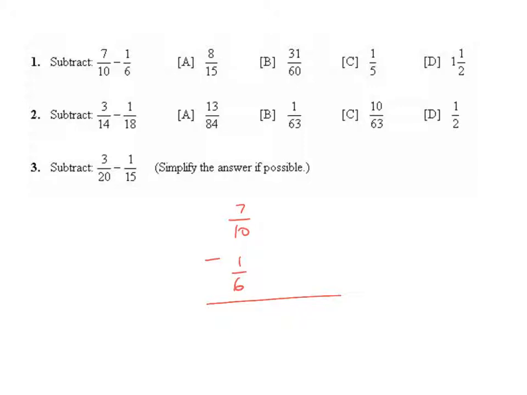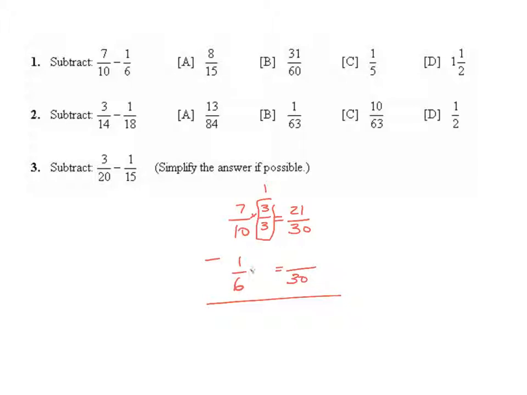I will count by tens: 10, 20, and then 30. 6 goes into 30, so I'm going to use 30 as my common denominator. That happens to be the least common multiple of 10 and 6. I'm going to then multiply the 10 by 3 and the 7 by 3. That way I'm multiplying by a version of 1 whole, which gives me an equivalent fraction of 21/30.